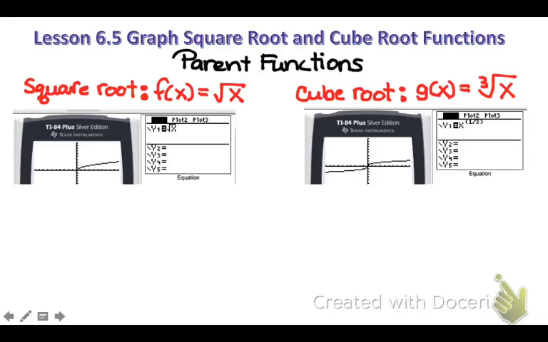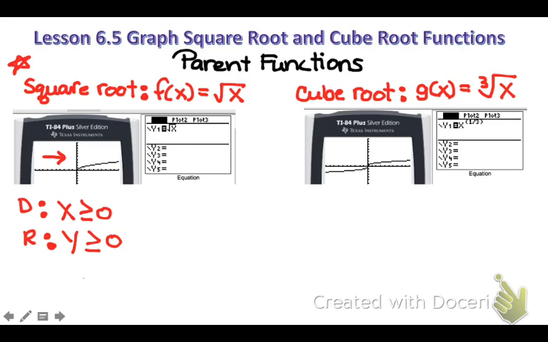Lesson 6.5, we're going to graph square root and cube root functions, and we're going to start off by looking at parent functions. So on the left-hand side, we have our square root. Because it's an even root, we can only input a number greater than or equal to 0. So our domain would have to be x is greater than or equal to 0, and the range would also be y is greater than or equal to 0. Looking at this graph, you can see that we're limited to quadrant 1.